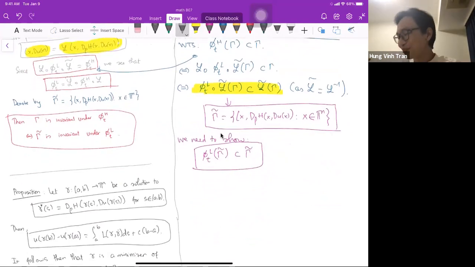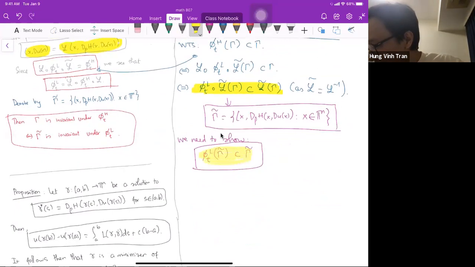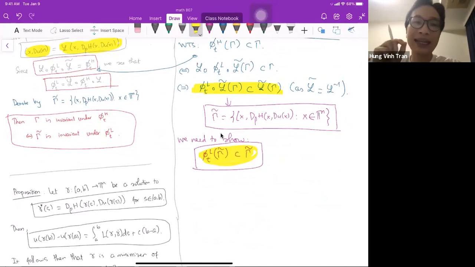Okay, so now I see what I need to prove, right? I need to prove this fact that gamma tilde is invariant under the Lagrangian flow. And this proof I presented to you now is an ad hoc proof. Why is it ad hoc? It's ad hoc because we knew already what we need to prove. So we knew that we need to prove gamma tilde is invariant under the Lagrangian flow.